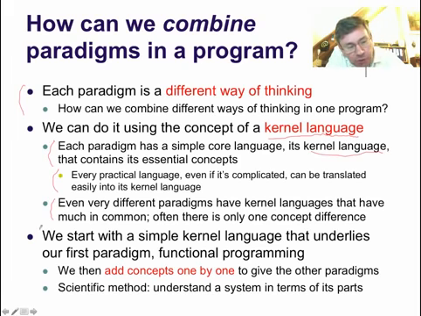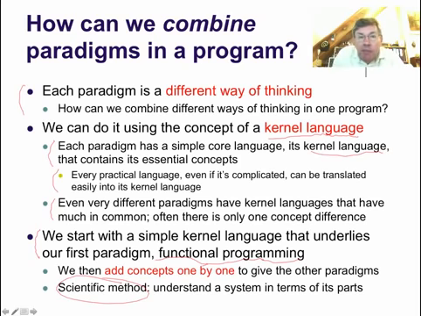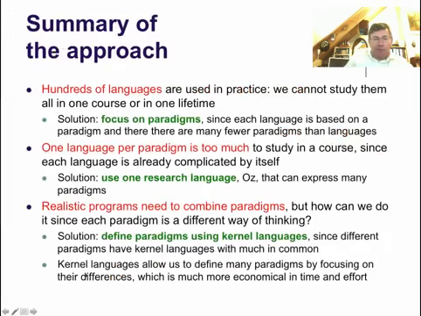So what we'll do is we will start with a simple paradigm, the simplest one. So our first paradigm will be functional programming, which has the simplest kernel language. And then we will add concepts one by one to give the other paradigms. So this is in some sense an application of the scientific method, understanding a system by decomposing it into its component parts and then bringing those parts together.